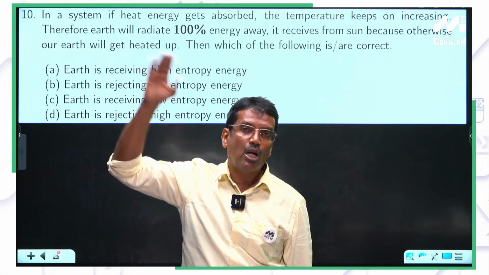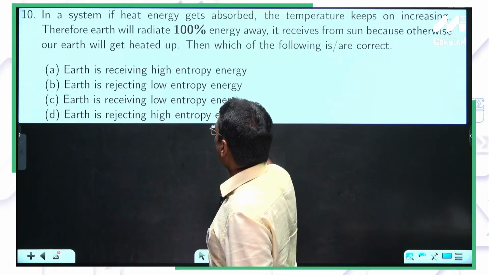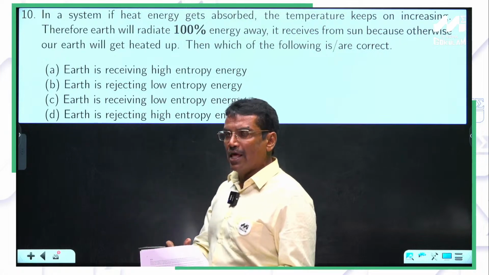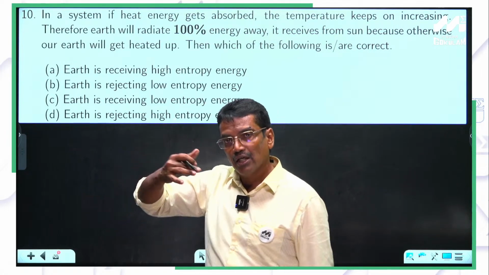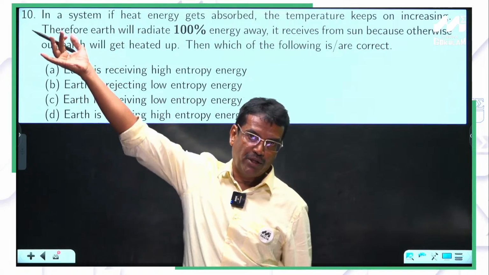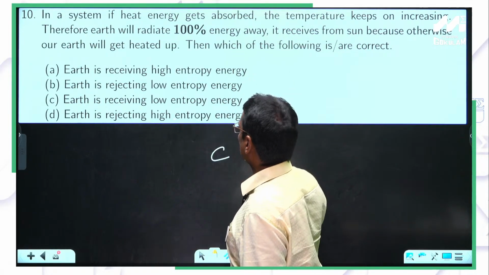So that will be the long wavelength radiation. Earth will be receiving low entropy energy, clustered or clubbed energy. Earth is rejecting high entropy energy, disorderly, long wavelength energy into the outer space. Okay, it will get heated up. Then which of the answers will be C as well as D?